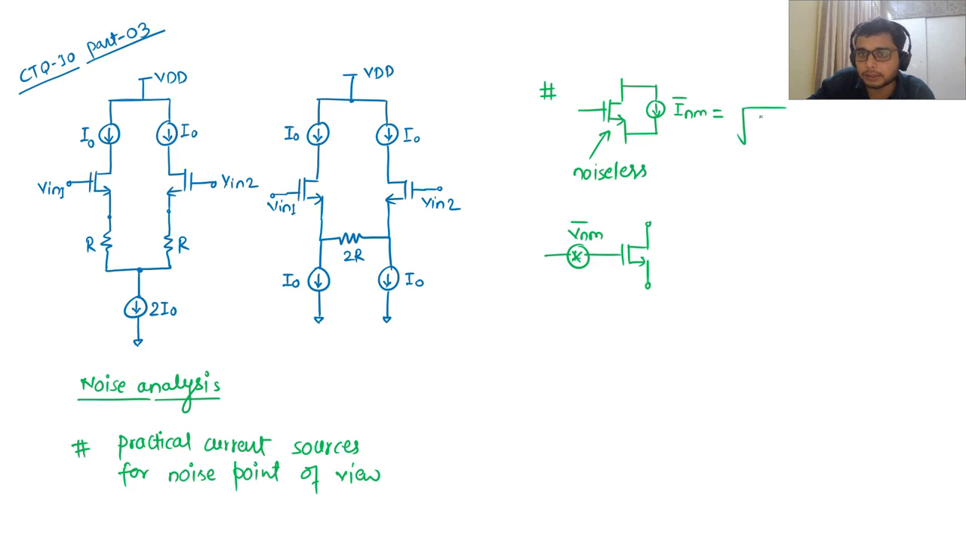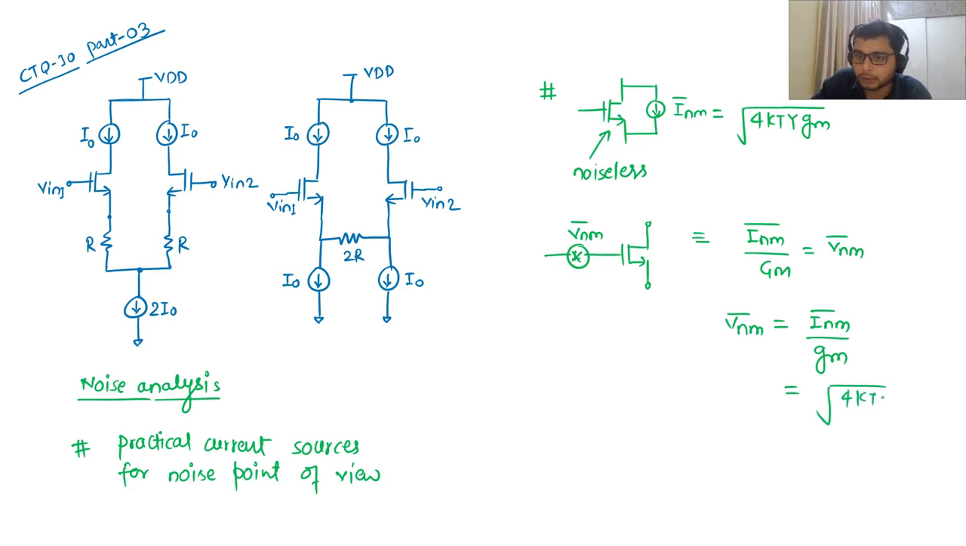So what is this noise current? In general we write it as 4kTγgm of this transistor. This is the average value of noise current modeled for this transistor. When we want to come from the output current to the input voltage, what is the relation we always follow? This INM, when we divide this average noise current by the gm of this transistor, we get the input-referred voltage. So VNM is INM divided by gm, which is overall 4kTγ by gm. So this is the average value.